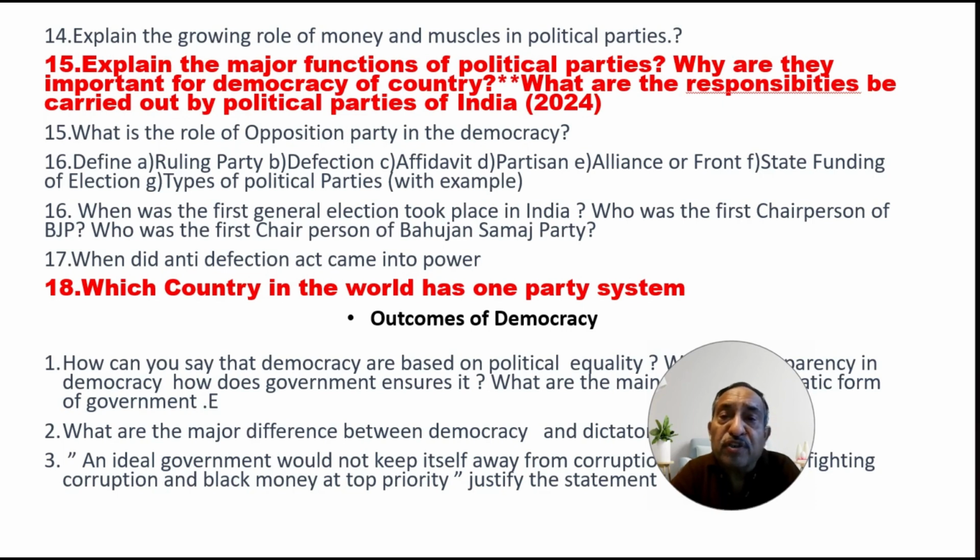Explain the major functions of political parties. Why are they important for the democracy of a country? Next, what are the responsibilities to be carried out by political parties in India? Next, what is the role of the opposition party in democracy? Next, define ruling party, defection, affidavit, partition, alliances or front, state funding of elections, types of political parties with examples.